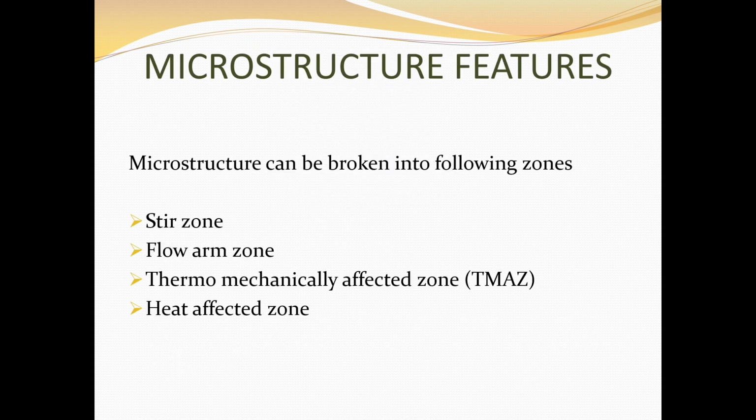Next we go to the microstructure features. The solid state nature of the process, combined with its unusual tool and the asymmetric nature, results in a highly characteristic microstructure. The microstructure can be broken into the following zones: stir zone, flow arm zone, thermomechanically affected zone, and heat affected zone.